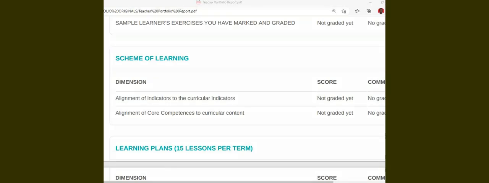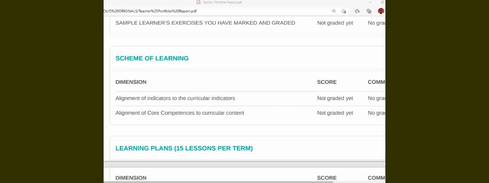The aspect that we are going to look at in the portfolio building is the scheme of learning. In the old curriculum, or the old syllabus, we called it the weekly forecast or the scheme of work. Under the scheme of learning, we are going to look at two things: one, the alignment of indicators to the curricular indicators, and two, the alignment of core competencies to the curricular content. But in this tutorial, we are going to deal with the first part, which is the alignment of indicators to the curricular indicators.